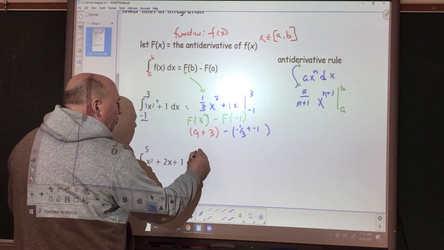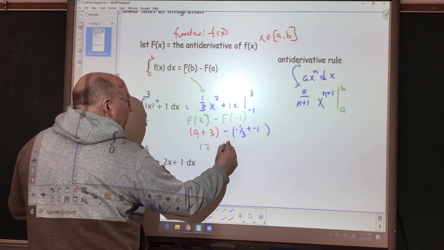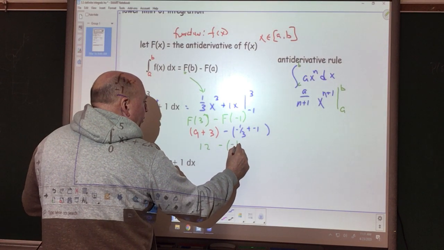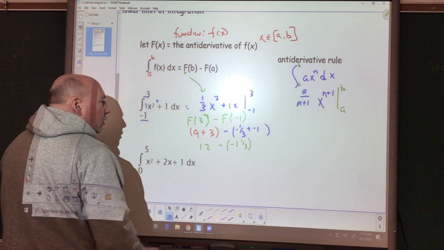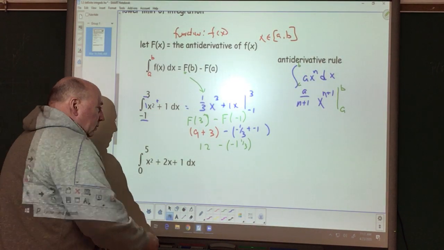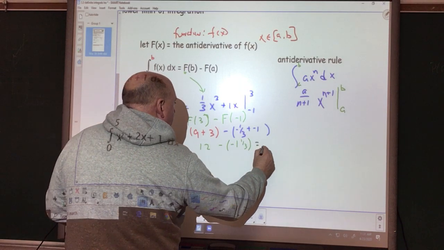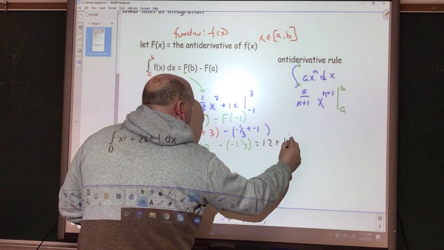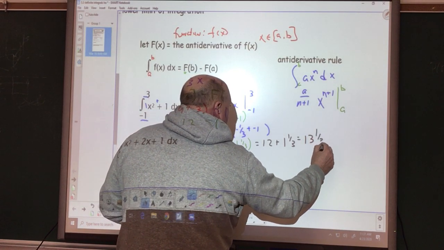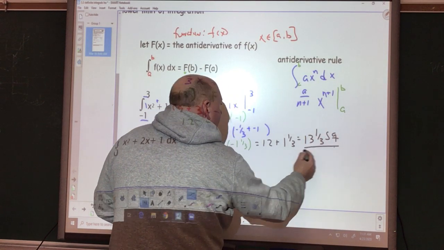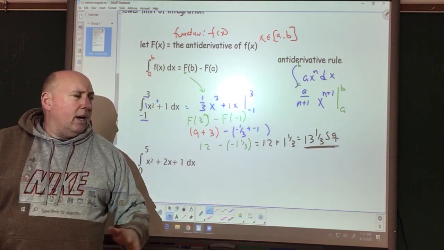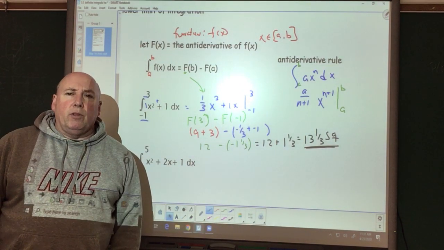So we get a value of 12 minus, this gives me -1 1/3. We have minus a negative, which turns into 12 plus 1 1/3. And the actual value for my area is a value of 13 1/3.